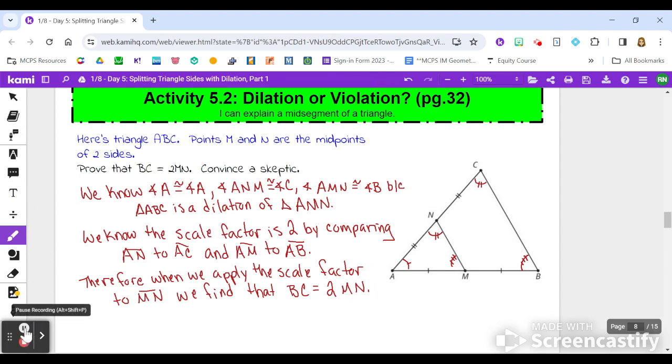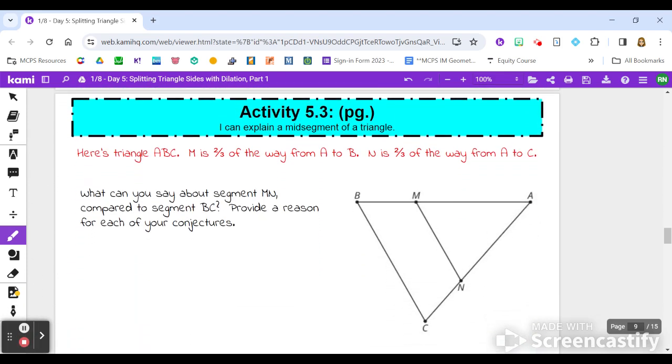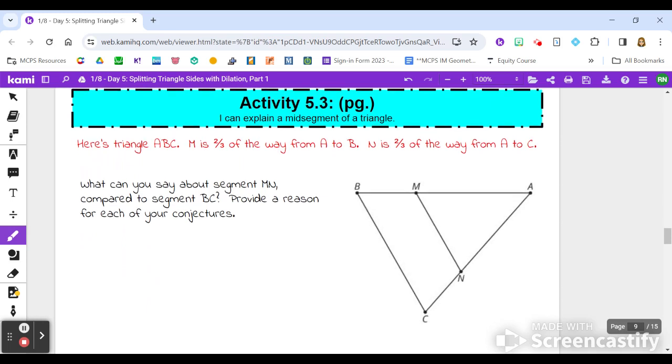Take a minute to review that by yourself or with a partner to make it make more sense to you, and feel free to change the words so that they're really your words instead of mine. Thank you for taking a minute to make it make sense to you. Let's go to activity 5.3.